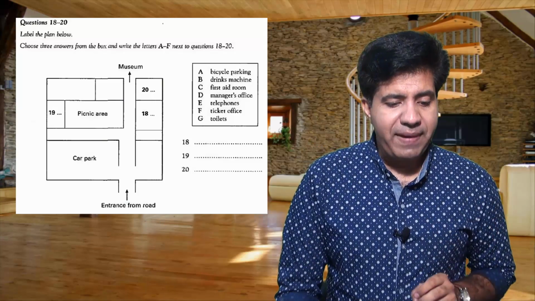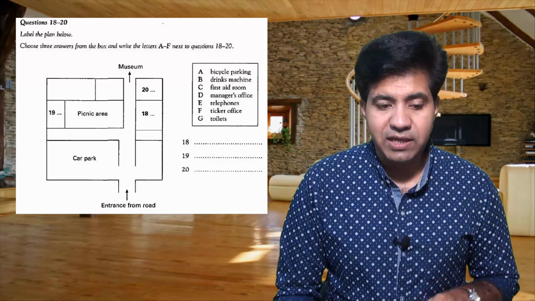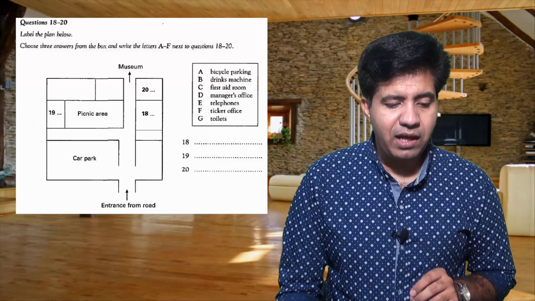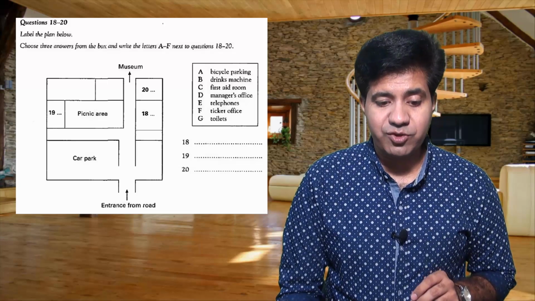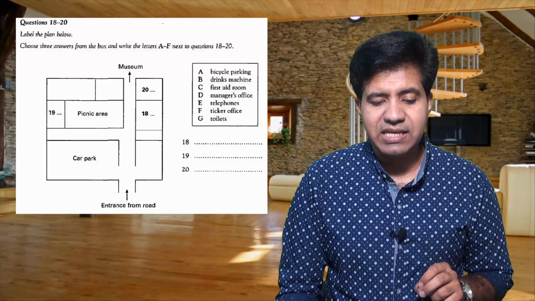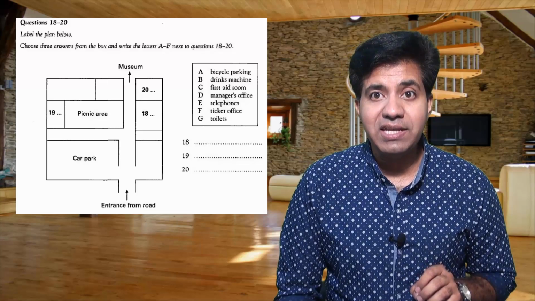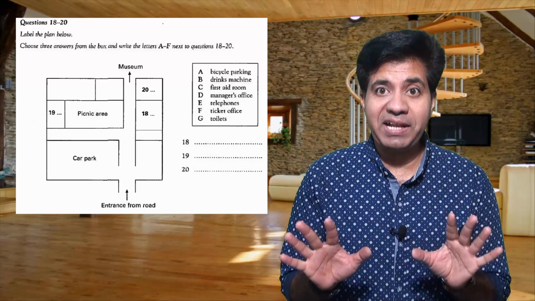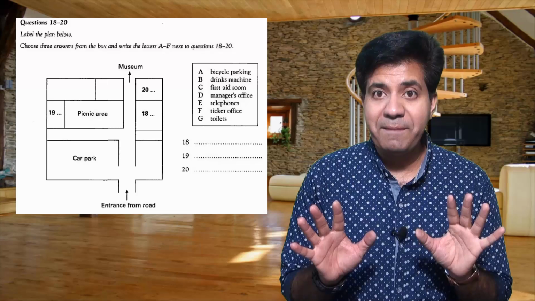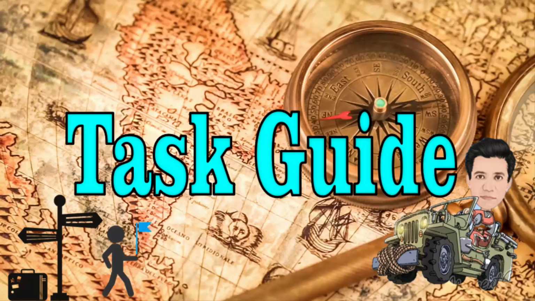So take a look at the map, and on the map there are three questions: 18, 19, 20. Some places are labeled like car park, picnic area, etc. And a list of options is given, that is A, B, C, D, E, F, G. And down there we've got questions 18, 19 and 20. Clear about labeling a map, plan or diagram with choices?